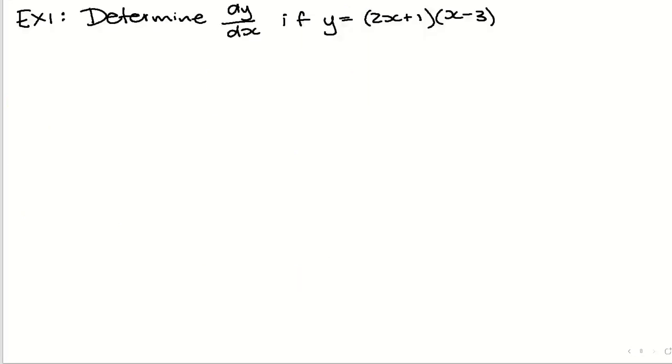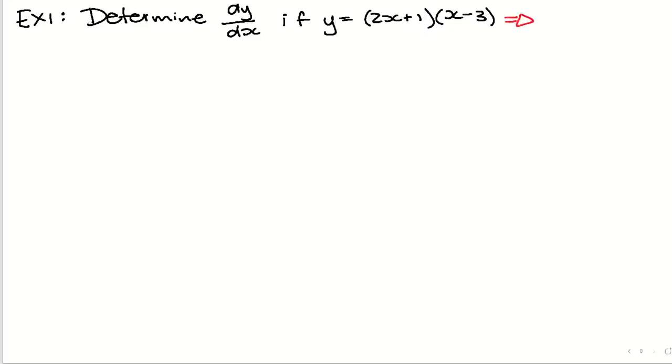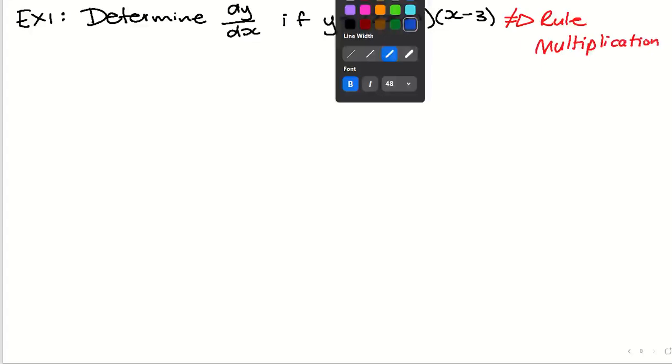Example 1: determine the derivative of y with respect to x if y is equal to (2x plus 1)(x minus 3). Now remember, there is no rule for multiplication when we're dealing with derivatives. So I can't derive that yet. I first have to simplify it.